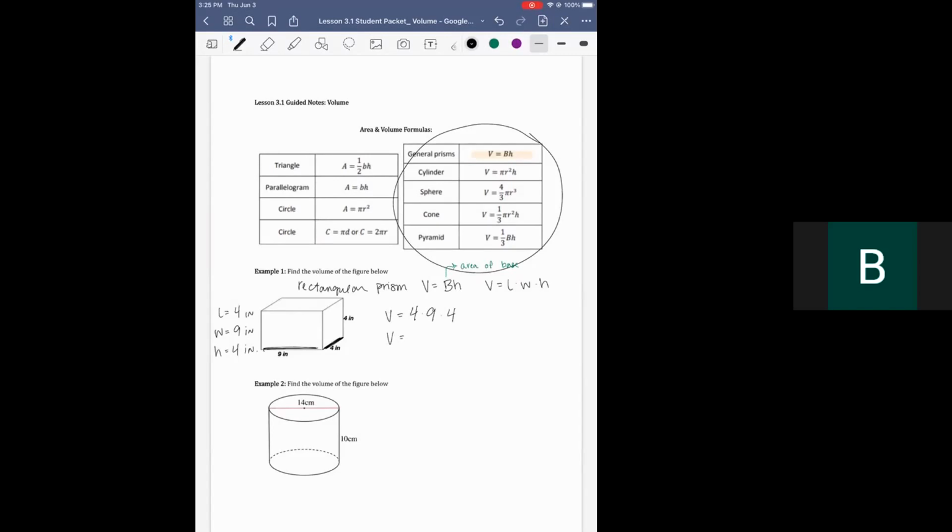And then we just multiply. So 4 times 9 times 4 is 144. And our units are inches cubed. Anytime we're looking at volume, we're going to be dealing with cubic inches or cubic units. So that's how you find the volume for a rectangular prism.